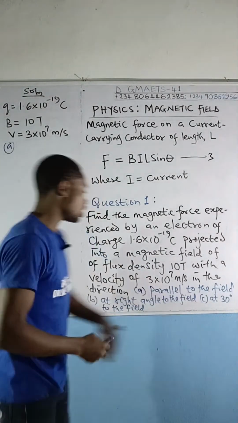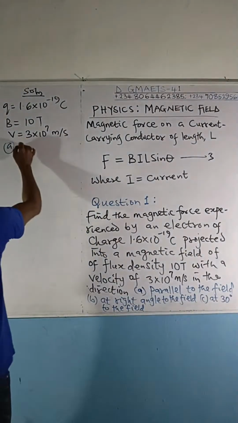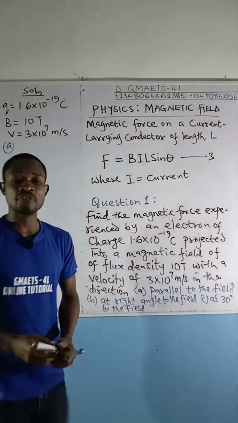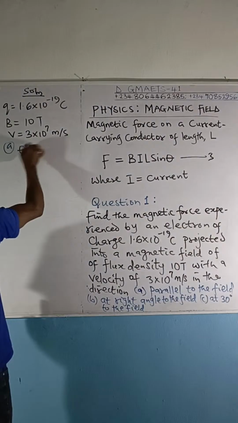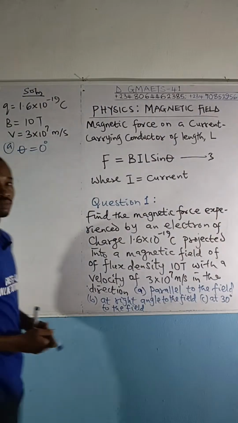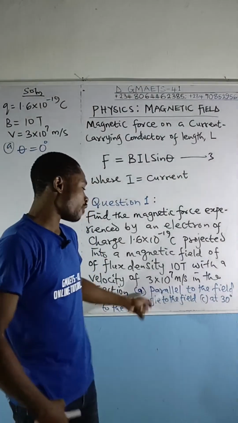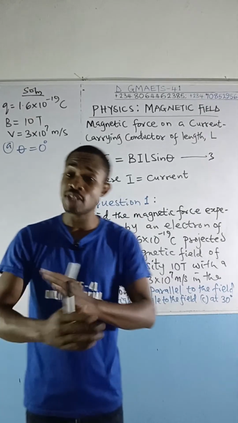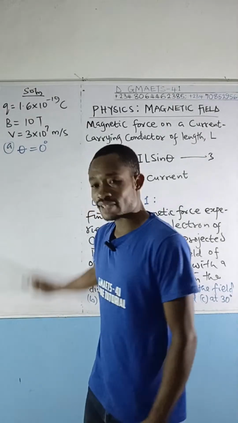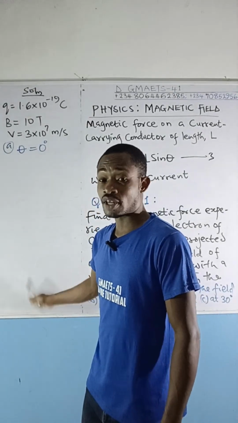The first part of the question, we have to calculate the force acting on the charge when the charge moves parallel to the field. When the charge moves parallel to the field, theta is equal to 0 degrees. Take note, theta equal to 0 degrees. In fact, I don't even need to solve anything in this first part of the question. The answer to that first part of the question is 0.